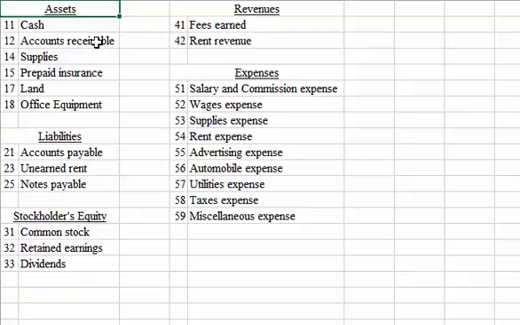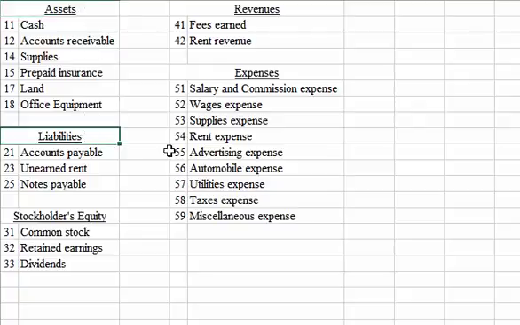Accounts receivable goes on the books when we provide goods or services to a customer today, and they promise to pay in the very near future, usually 30 to 60 days. Supplies would be things like office supplies. Prepaid insurance would be if we had paid our insurance ahead for a period of time. We have the future benefit there of insurance coverage. I think land and office equipment are fairly self-explanatory. Assets are just property owned by the business or anything of future benefit to the business.